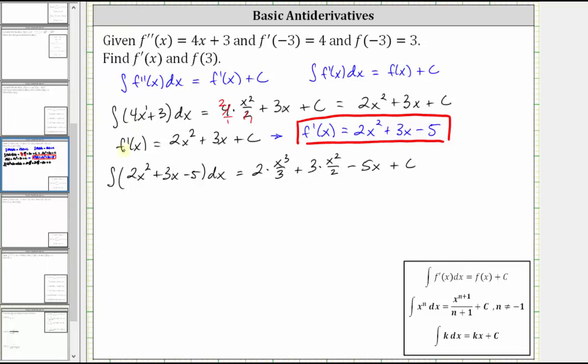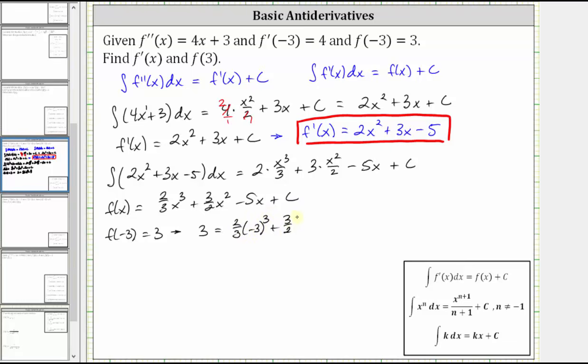Which means we now know the original function f of x is equal to 2/3 x cubed plus 3/2 x squared minus 5x plus c. And now we can find the value of c because we know f of negative 3 equals 3. Since f of negative 3 is equal to 3, if we substitute negative 3 for x, the function value must be 3, which gives us the equation 3 equals 2/3 times the cube of negative 3 plus 3/2 times the square of negative 3 minus 5 times negative 3 plus c.